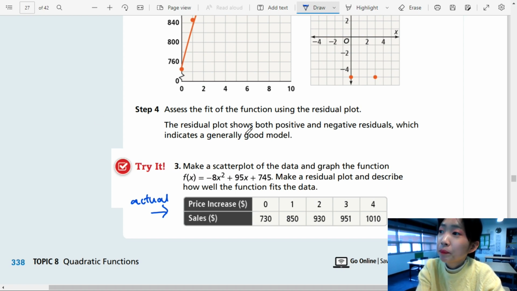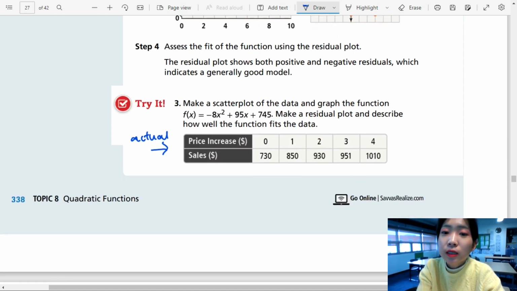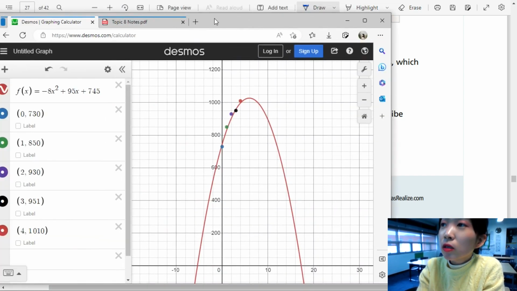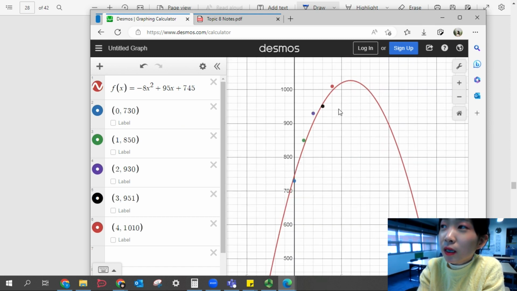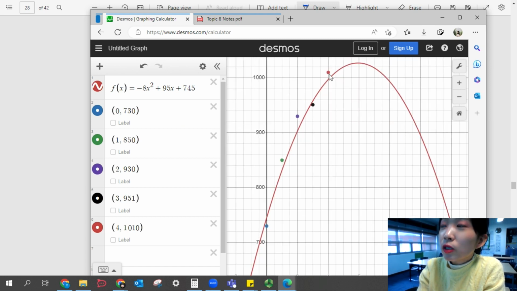Okay, are you ready? All right, I'm gonna use the graphing calculator online, but you need to be able to graph it by yourself, okay? So if you graph the function, you'll see a parabola like that. And if you plot the points, you will see these points here. And look at the residuals.